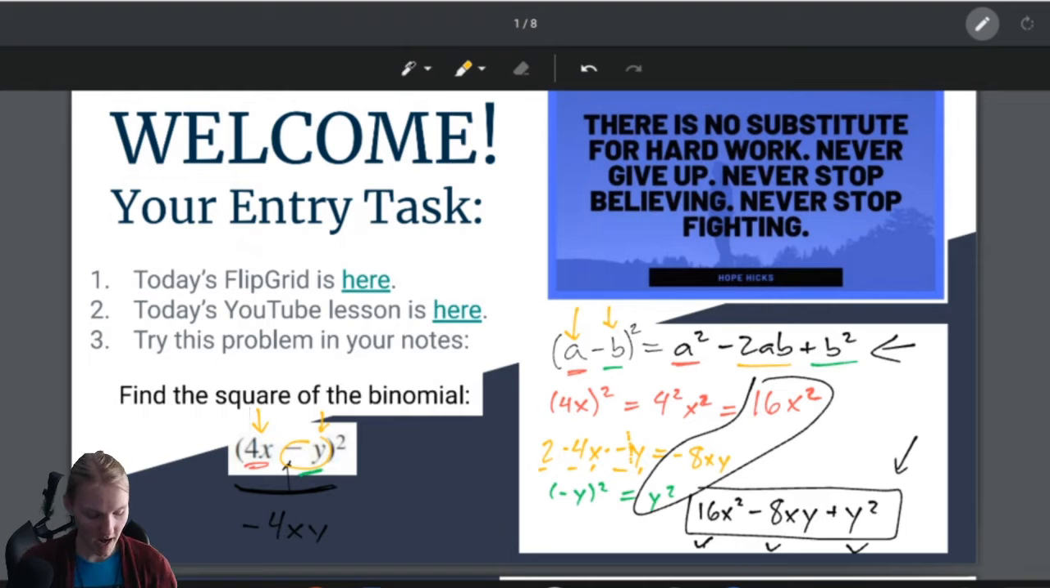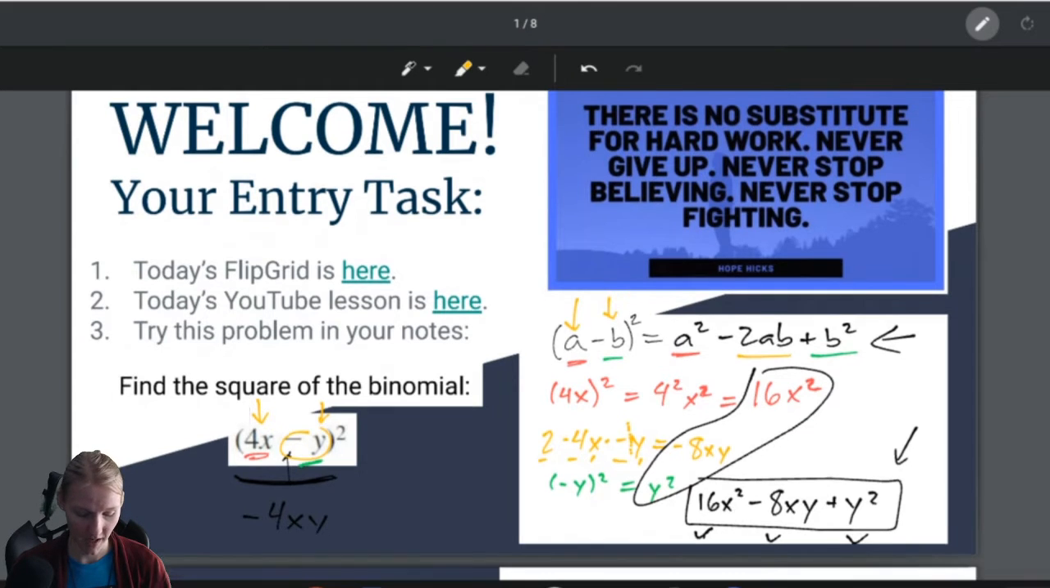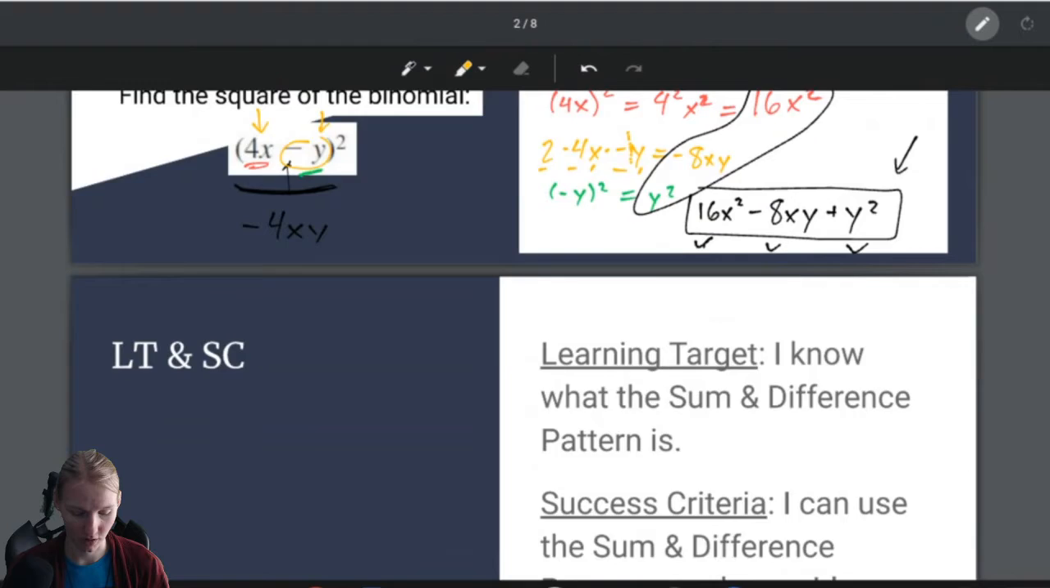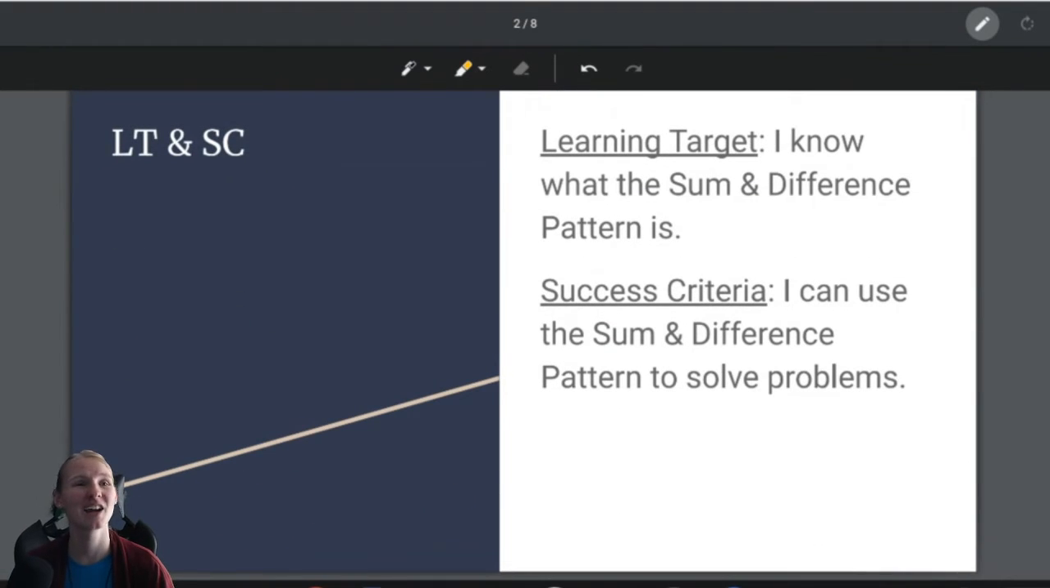Alrighty. Next, let's move on to what we have for today. Today's learning target says, I know what the sum and difference pattern is. So another pattern today, but a little bit different than yesterday. Different because it's the difference pattern. I am funny. Yes, I am. The success criteria says I can use the sum and difference pattern to solve problems. So we should be able to use the sum and difference pattern for our homework today.